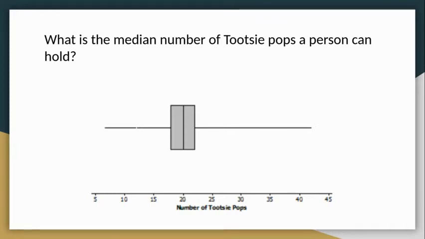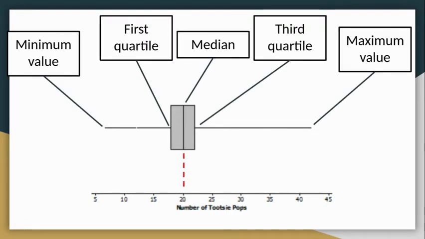What is the median number of Tootsie Pops a person can hold? Reflect on our work yesterday with identifying key parts of a box plot. We learned that each box plot provides us a 5-number summary. These 5 numbers are marked by lines on our graph. These include the minimum, first quartile, median, third quartile, and maximum. The median is always the line inside of our box. This line is at 20, meaning the median amount of Tootsie Pops a person can hold is 20.